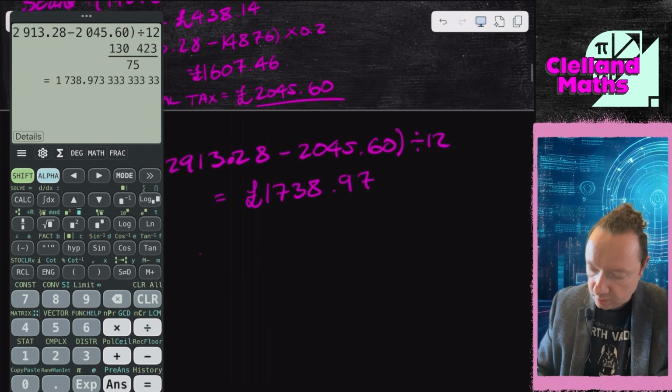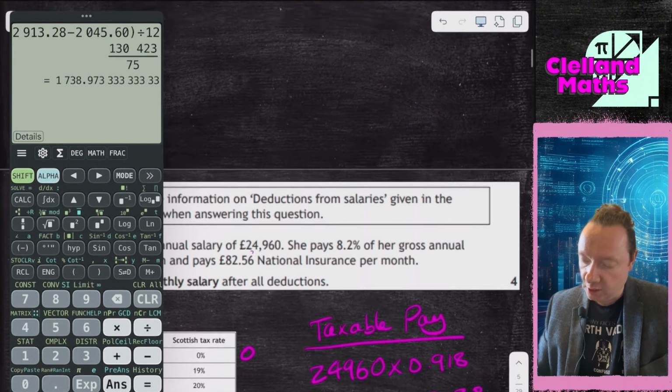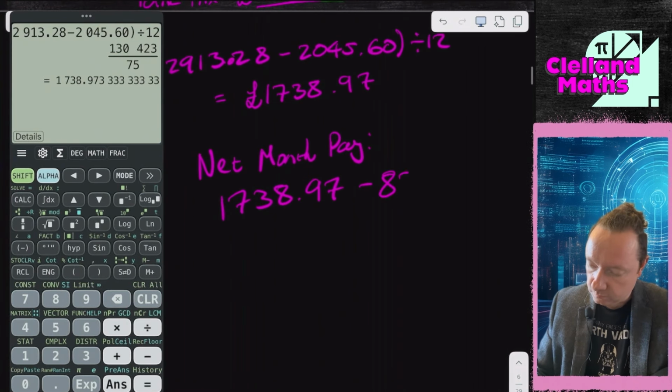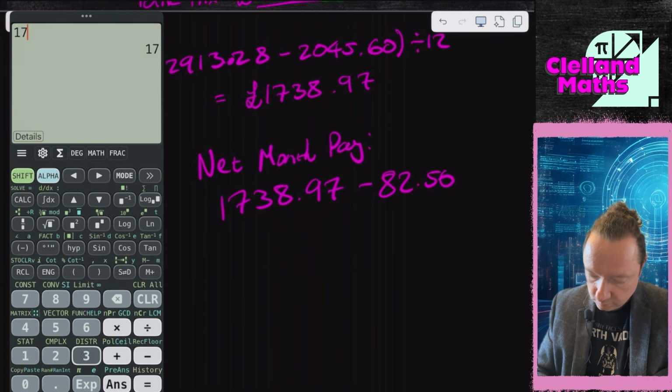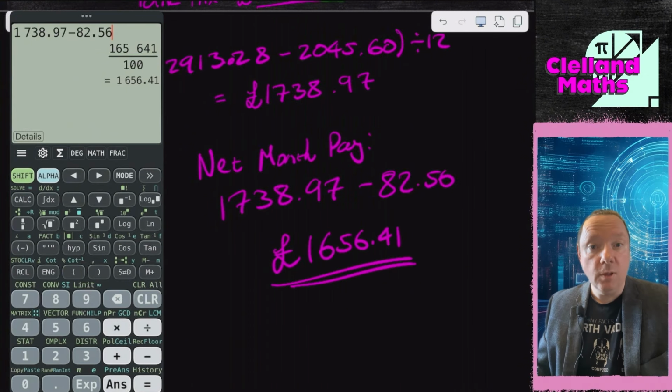So that means that our net monthly pay is 1,738.97, and the only thing we've not took off is the national insurance given to us in the question, which is 82.56 per month. To get a grand total of 1656.41. And we're done there.